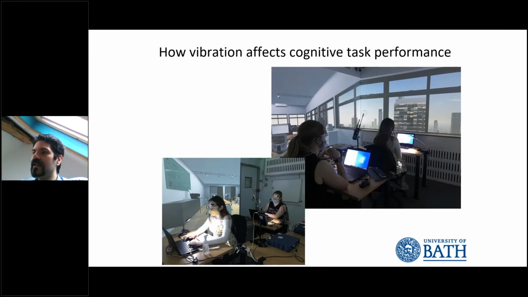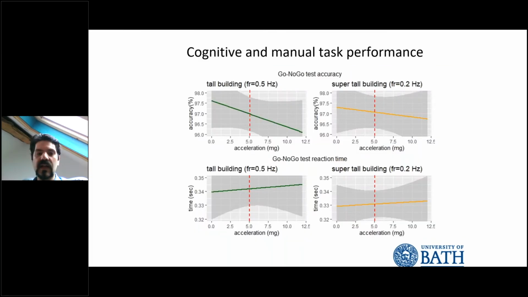Virtual reality in the context of these experiments provides context and environment, which is very critical for these experiments to create a realistic environment. So these are some of the results hot out of the oven, basically. We now have evidence that wind-induced vibrations, even in the sub-perceptible range, can reduce cognitive performance. So you can see the 5 milli-g line, the dashed red lines.